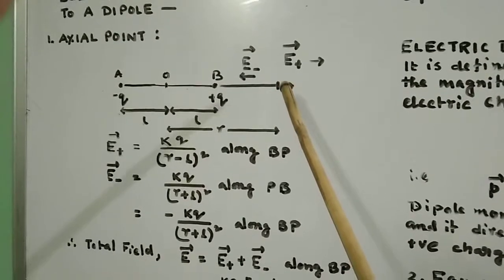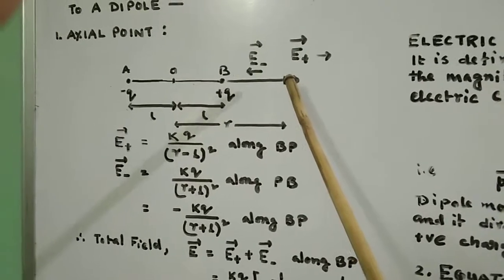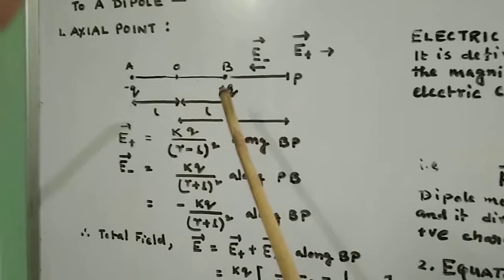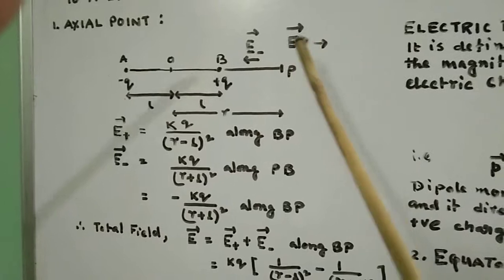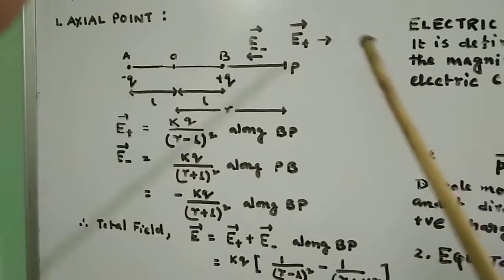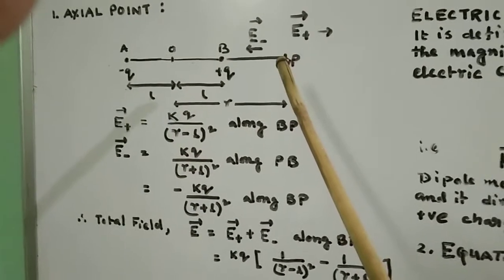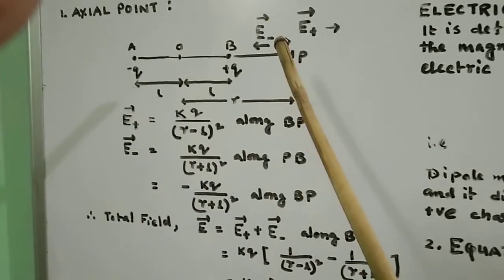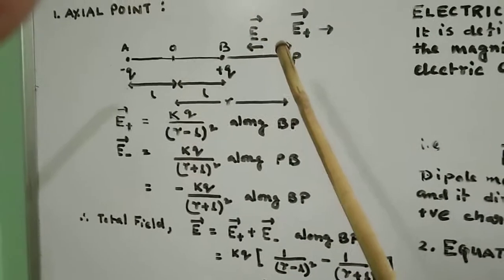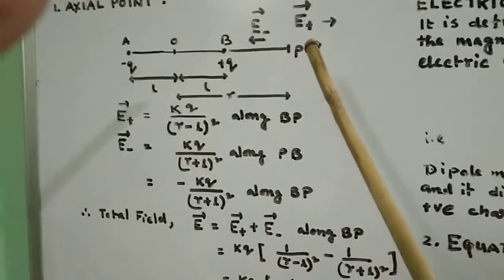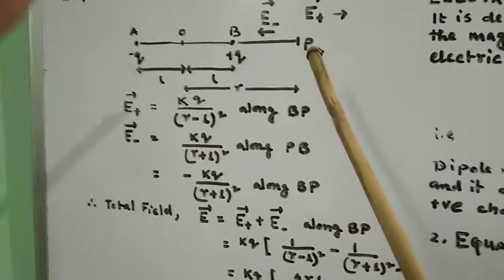If you have to define the field intensity at P, what will we do? We will place a unit positive charge here. The unit positive charge gets repelled by this positive charge, so the field direction is away from P. That is, E plus vector directs outward. The unit positive charge gets attracted by the negative charge, so E minus vector is towards A. E plus is along BP and E minus is along PB.